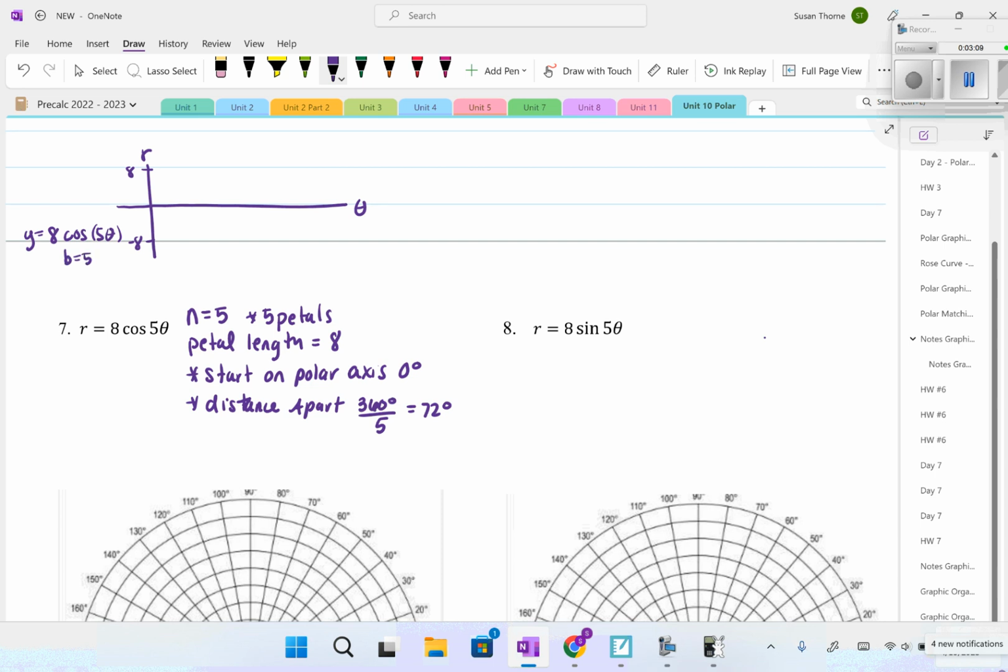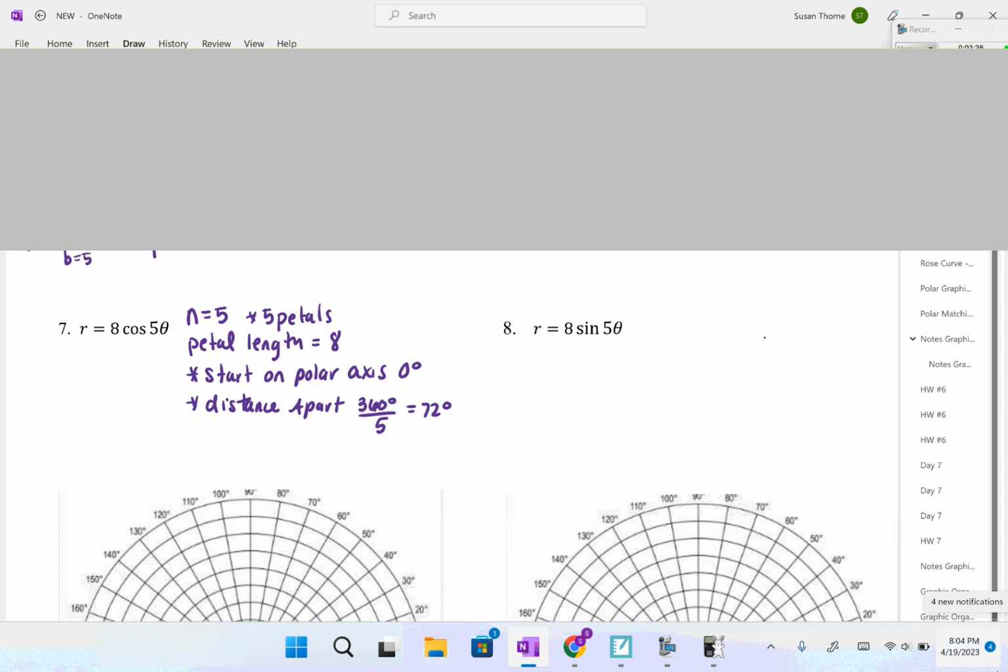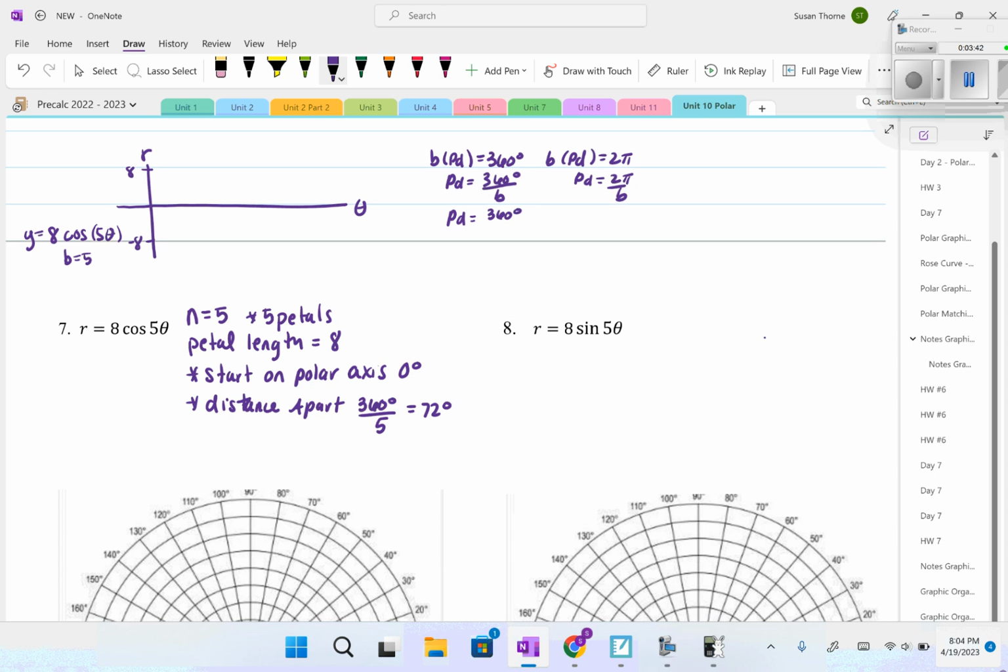So remember that b times the period, if you're using degrees, would be equal to 360 degrees. If you're using radians, b times the period equals 2 pi. So we can find the period by taking 360 degrees divided by b, or if you're using radians, the period is equal to 2 pi divided by b. And notice in this case, your b value is the n value, so that's going to give you the period. So the period for this graph is equal to 360 degrees divided by 5, which is 72 degrees.